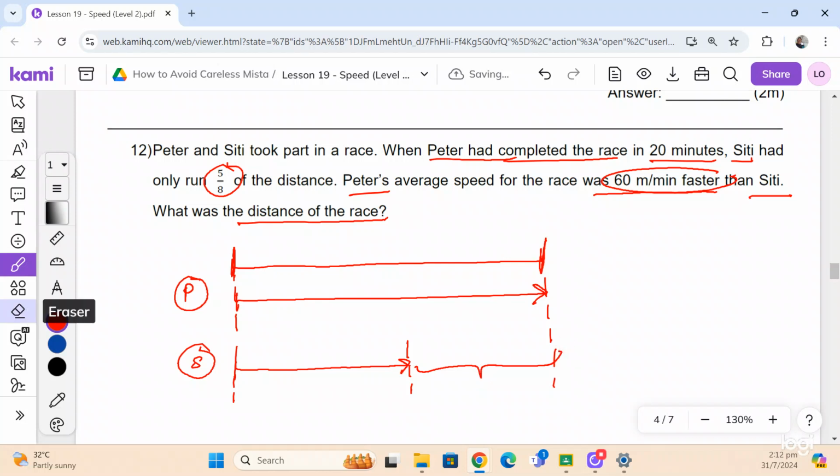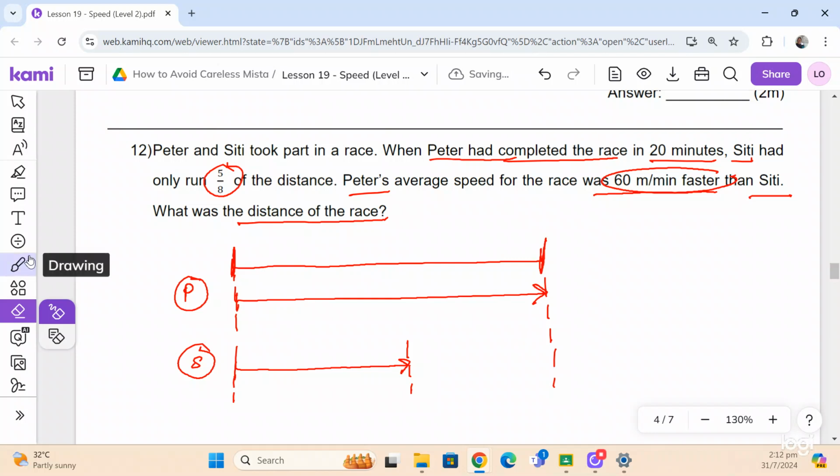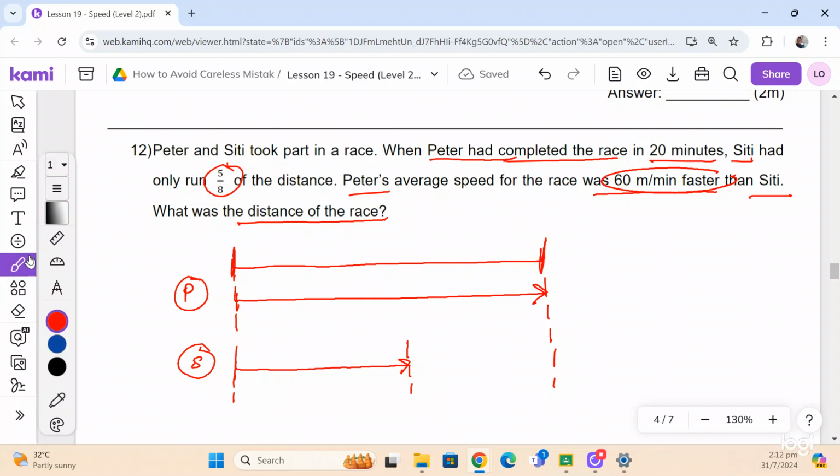So what I will usually do is, eventually City is going to complete the race, right? Because it's a race. She cannot stop halfway. So she will eventually have to complete the race. And that's where I use an invisible arrow. This is like an invisible arrow that tells you that City will eventually continue to run and complete the race. So City has two parts. Okay, so that's the model.